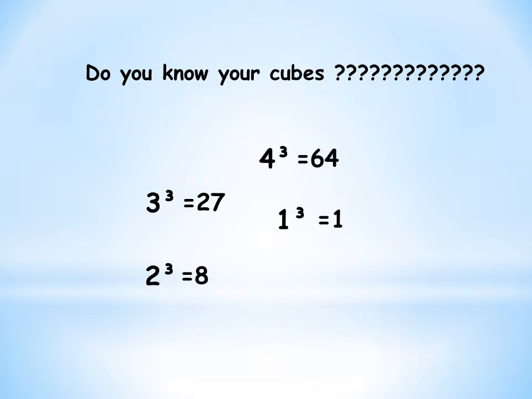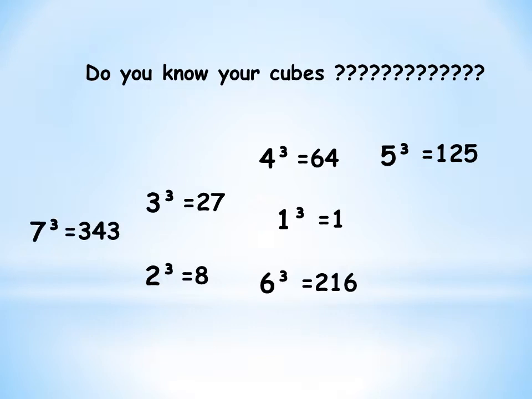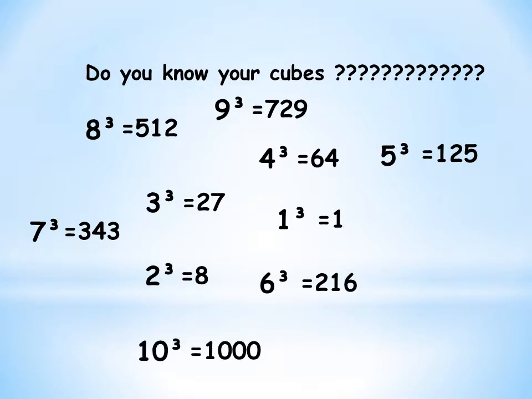So what is 1 cubed? 1. 2 cubed? 8. 3 cubed? 27. 4 cubed? 64. 5 cubed? 125. 6 cubed? 216. 7 cubed? 343. 8 cubed? 512. 9 cubed? 729. And 10 cubed is 1,000.